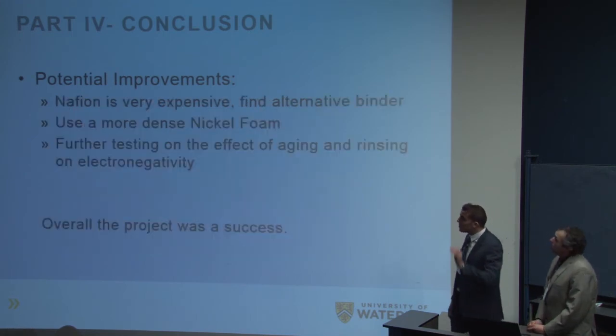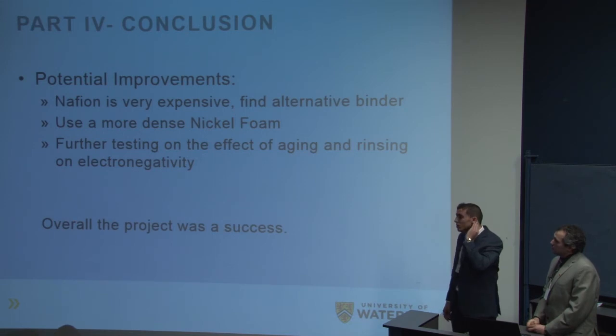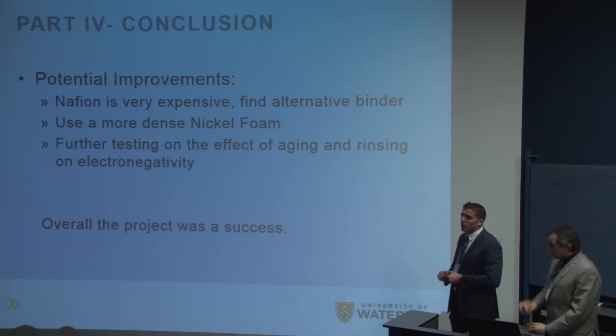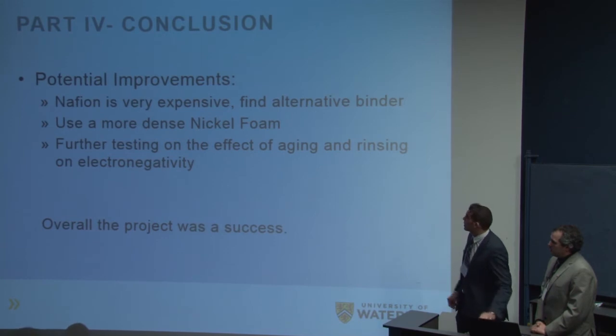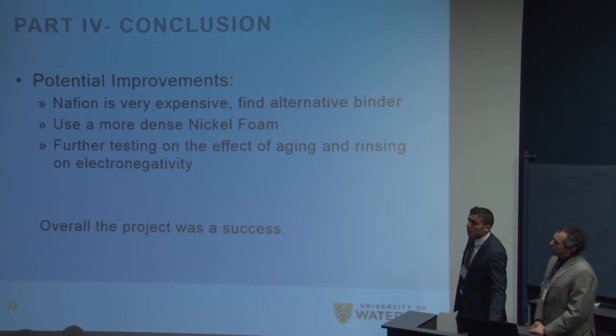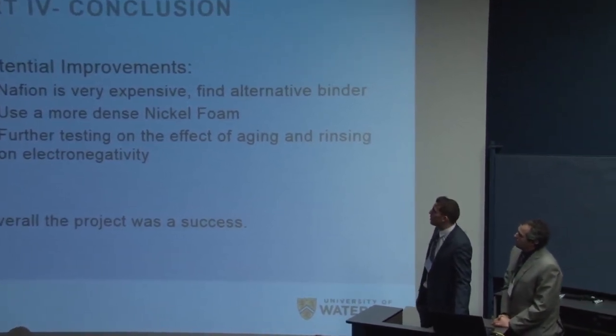The other thing is Nafion is pretty expensive. That's also another way we can reduce the cost. It's a really good binder though. It's very stable, but its cost was really astronomical. It was $500 per 100 milliliters, which is very expensive. And there are alternative binders that we could experiment more with.